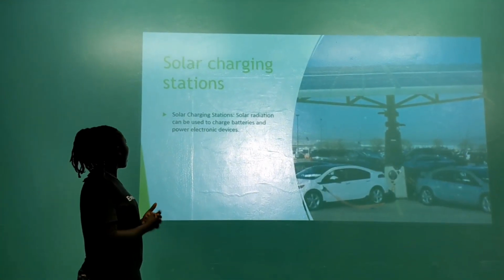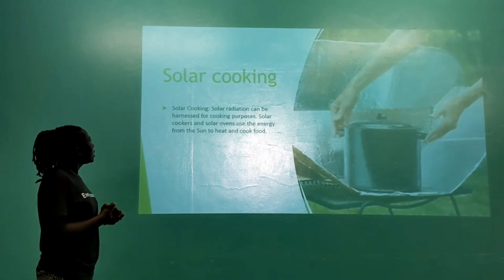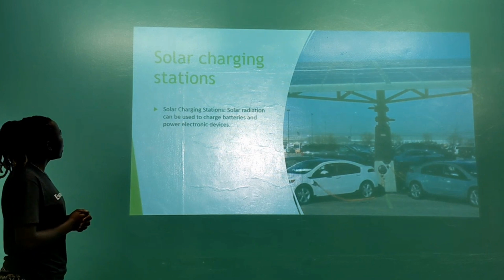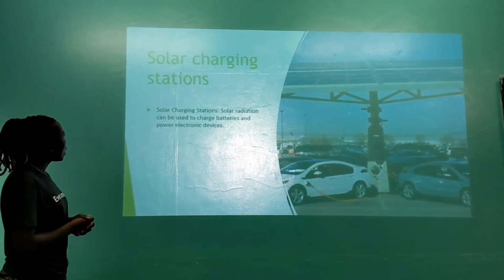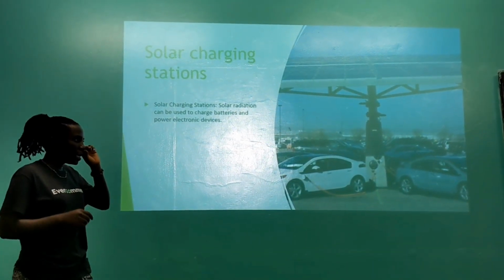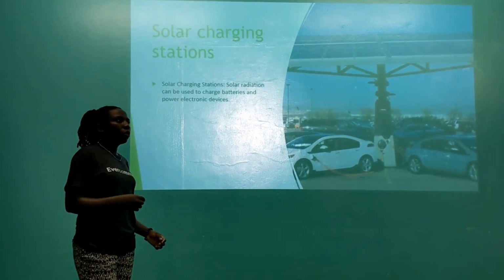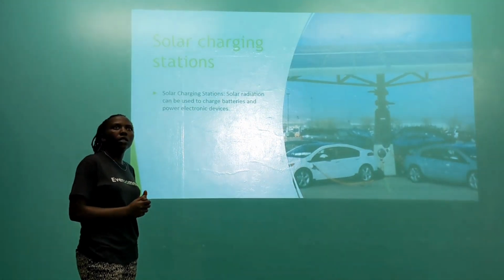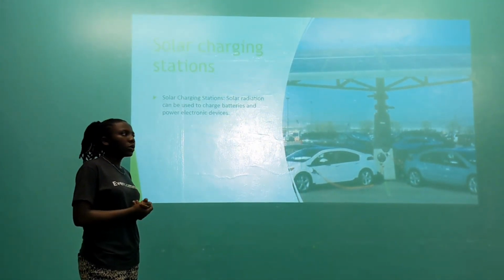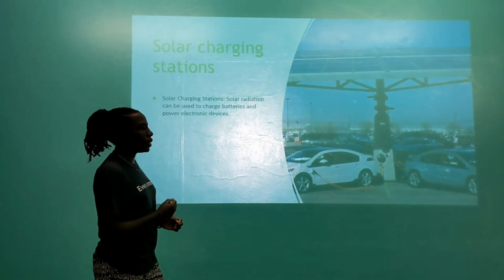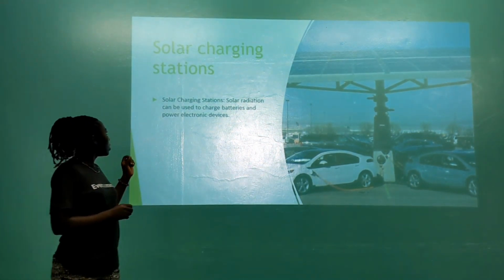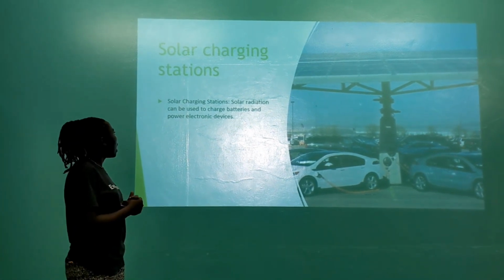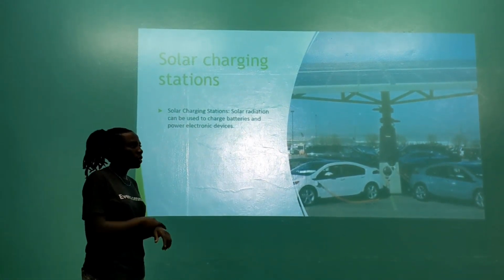So there is another application of solar radiation: solar charging stations. We have many stations which work in charging different tools, like cars, by using solar radiation. Solar radiation can be used to charge batteries and power electronic devices.